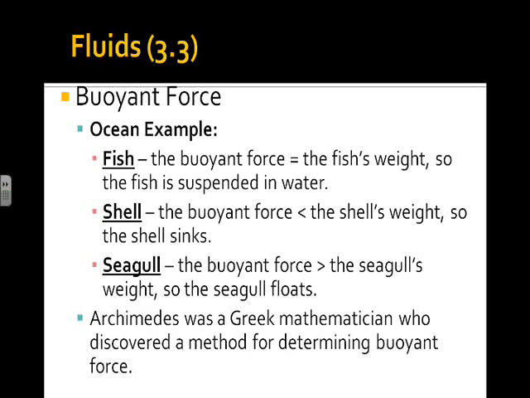Now, the person that came up with how to calculate buoyant force was Archimedes. That's just some information. I believe it's in your notes. You don't even have a blank for it, but I just wanted you to understand buoyant force a little bit more. All types of fluids, even fluids that are not water, have buoyant forces. And how strong their buoyant force is will determine if something will be suspended, sink, or float in that fluid.